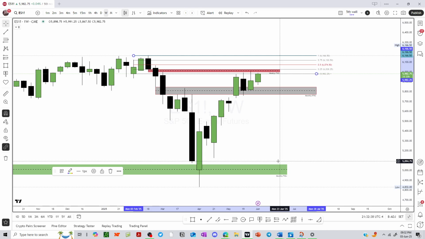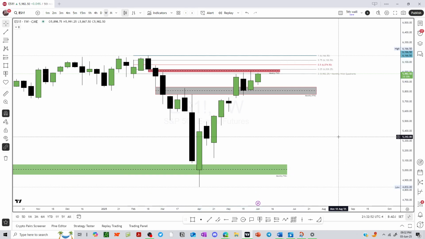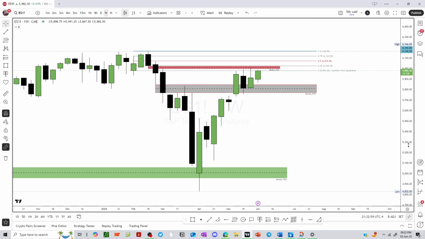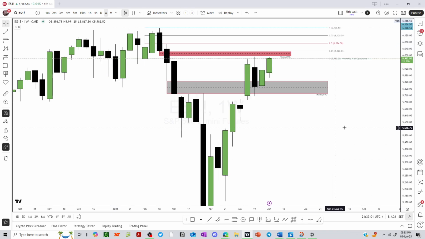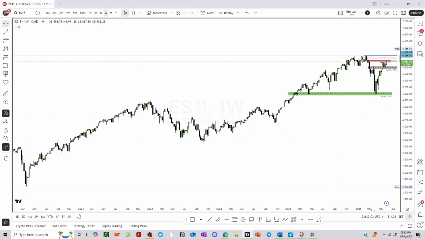Oh, weekly. What's wrong with you? Monthly. Wick quadrants. So many words, but whatever. Monthly wick quadrants. It sounds crazy, but anyway, you guys know what it is. If you hear it still, then you know what it is.